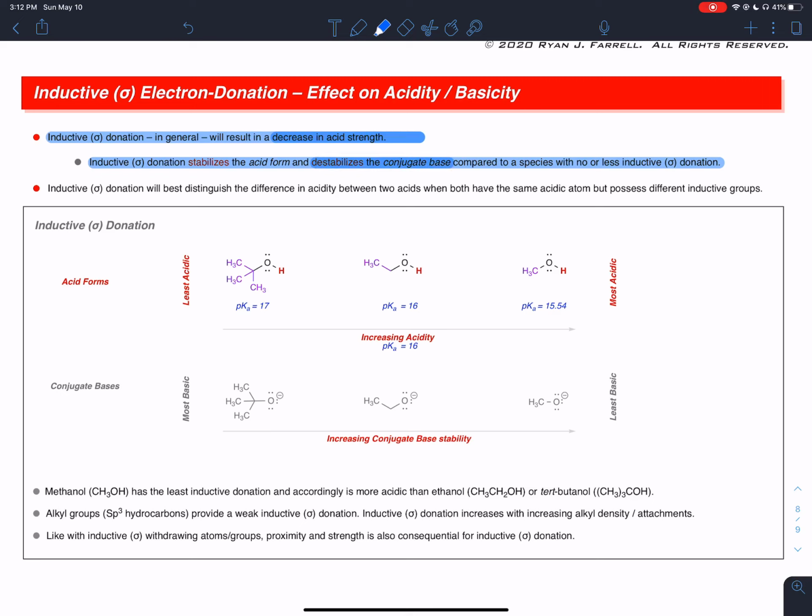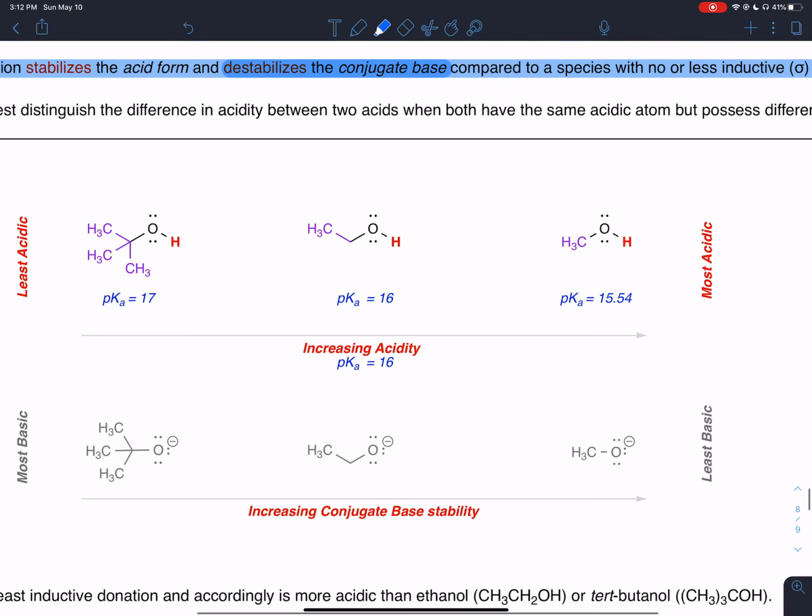Okay, that's important. This is, again, the flip side of inductive withdrawal. To reiterate, electron withdrawal via induction destabilizes the acid, and it stabilizes the conjugate base. This is the flip side. Now we are going to stabilize the acid with inductive donation and destabilize the conjugate base. Okay. Now, in my experience, the inductive donation effect is a more subtle one and harder to pick up. So let's talk about this.